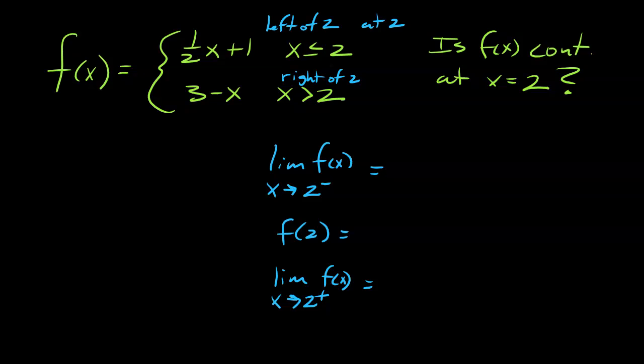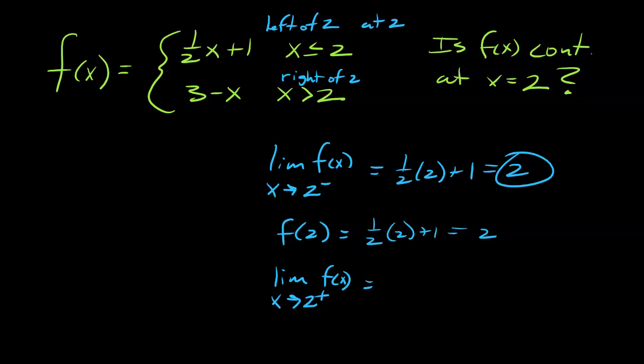So 2 minus would be to the left. So I would plug it in to 1/2 times 2 plus 1, so that gives me 2. f of 2, I'm actually still going to plug it into the top equation because it's less than or equal to. So it's still 1/2 times 2 plus 1. Still 2. And then 2 plus, I'm going to plug it into 3 minus x, because x is greater than 2, which gives me an answer of 1.